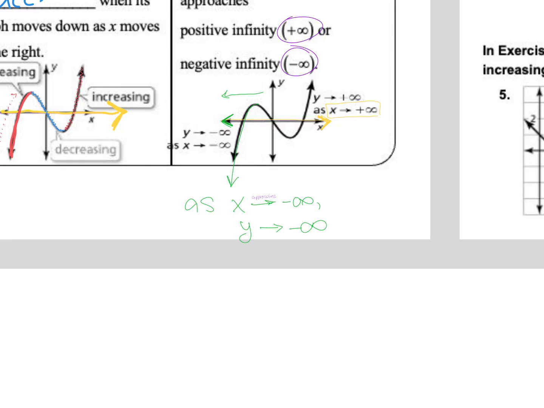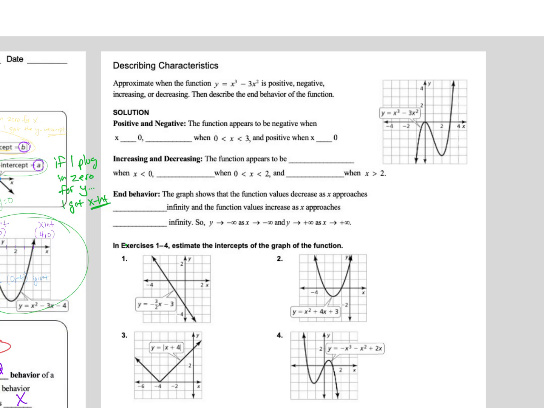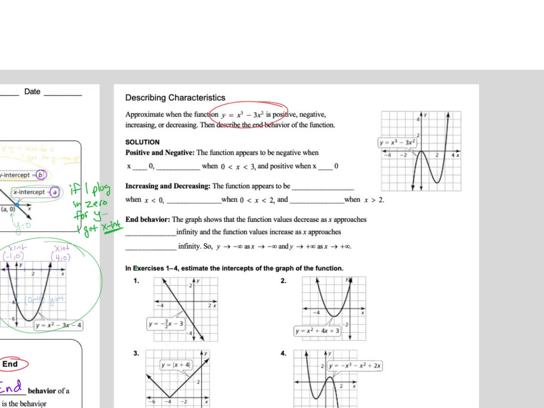And then over here, the opposite is happening, as it's going this way, x is approaching just infinity. You don't have to write positive infinity. As x is approaching infinity, y is also approaching infinity, right? It's going up, it's going over forever. Okay, so now we are going to approximate when the function is positive, negative, increasing, decreasing, and then describe the end behaviors. Woohoo!